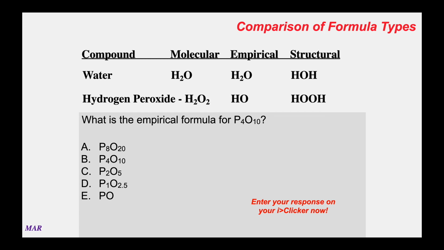Instead, if you take the 4 and the 10 and you divide them by 2, you would get P2O5. And those are both whole numbers. That's going to be the empirical formula. Again, empirical formula is smallest whole number ratio of atoms. Don't go to fractions. That's really important.